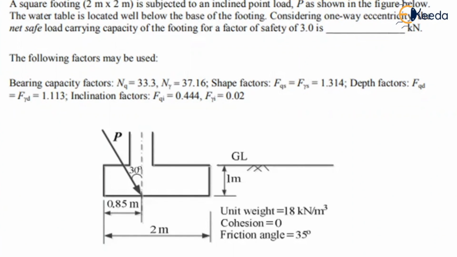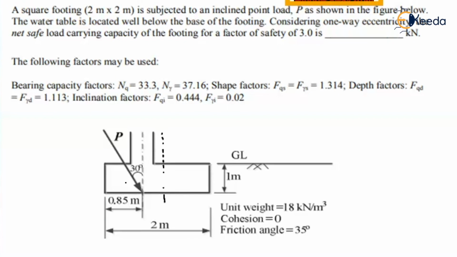A square footing 2 meter by 2 meter is subjected to an inclined point load as shown in the figure below. The water table is located well below the base of the footing. That means the water table will not have any effect on this. Considering the one-way eccentricity, if it is 2 meter, what about the center point? That will be at 1 meter. The load is acting at a distance of 0.85 meter. That too, it is acting inclinedly.